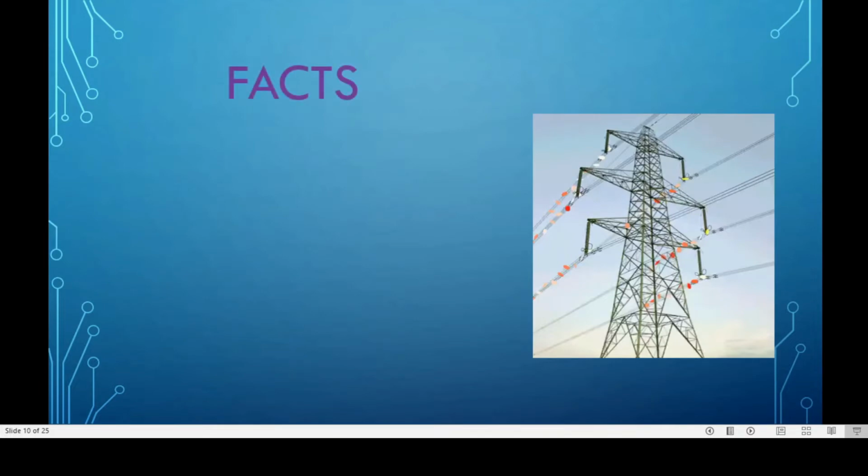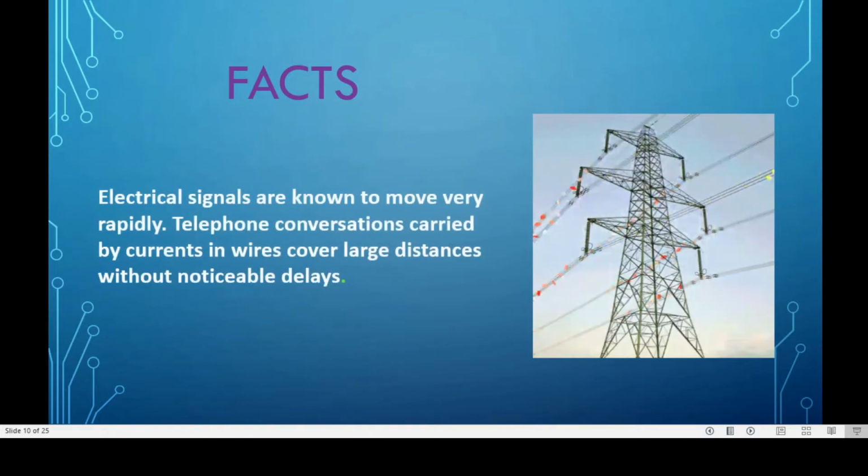Before going to the next learning objective, drift velocity of free charges, we have to know some facts about electricity. Electric signals are known to move very rapidly. We know that telephone conversations carried by currents in wires cover large distances without noticeable delays.